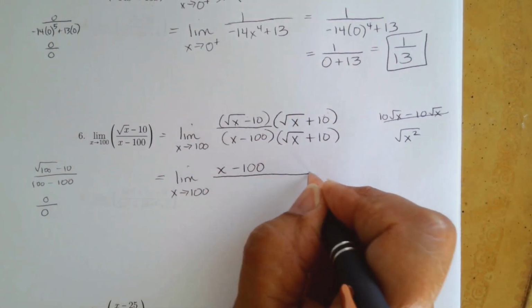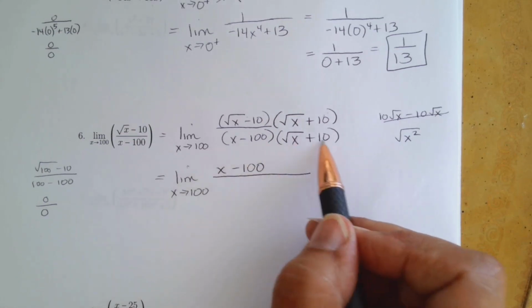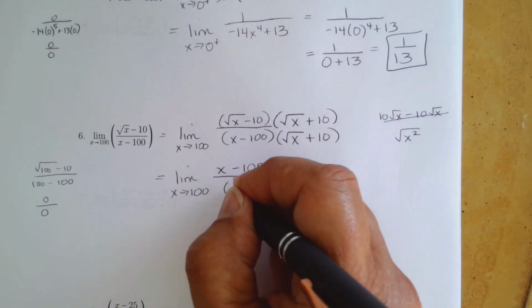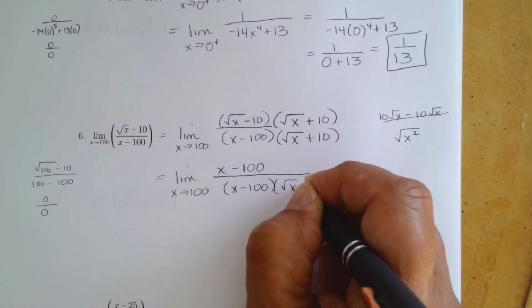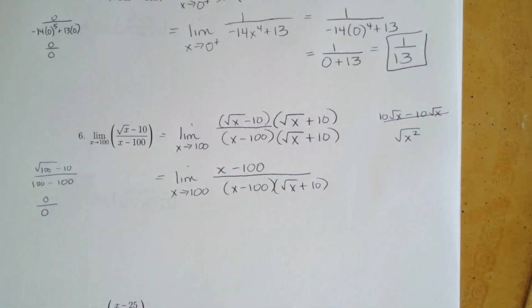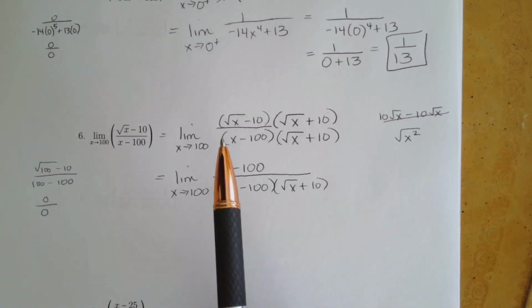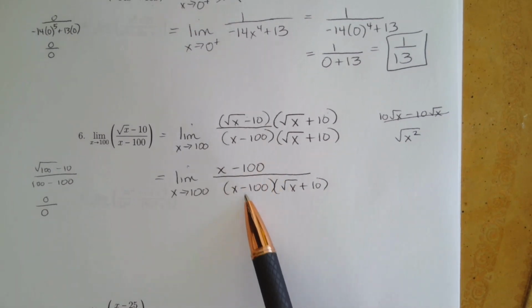And then in the bottom, the part that's not the conjugate, you just leave it the way it is. You don't even have to multiply the bottom, okay? You only multiply the piece that's the conjugate. All right, and hopefully now you can see why. I don't want to multiply the bottom out because I can cancel this, okay?